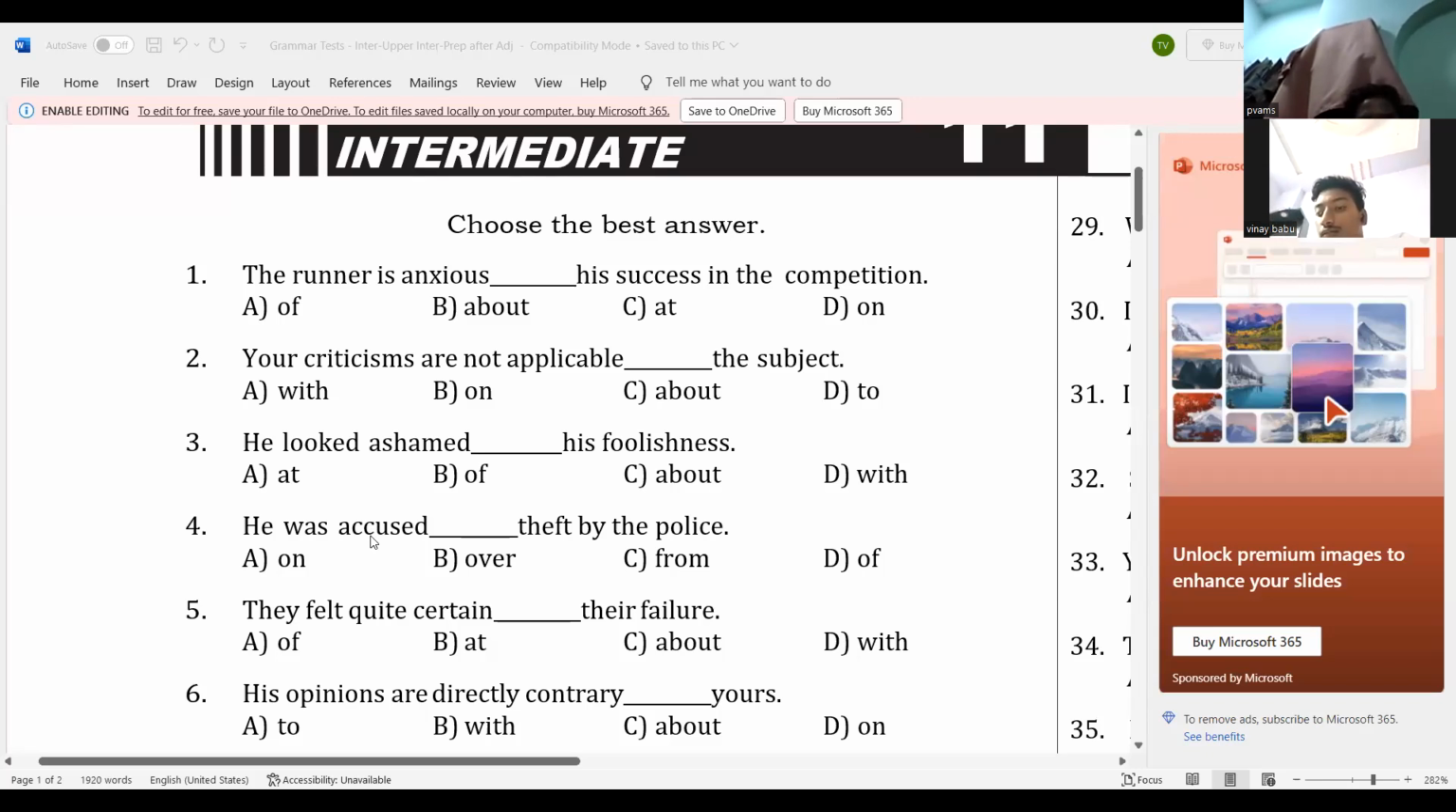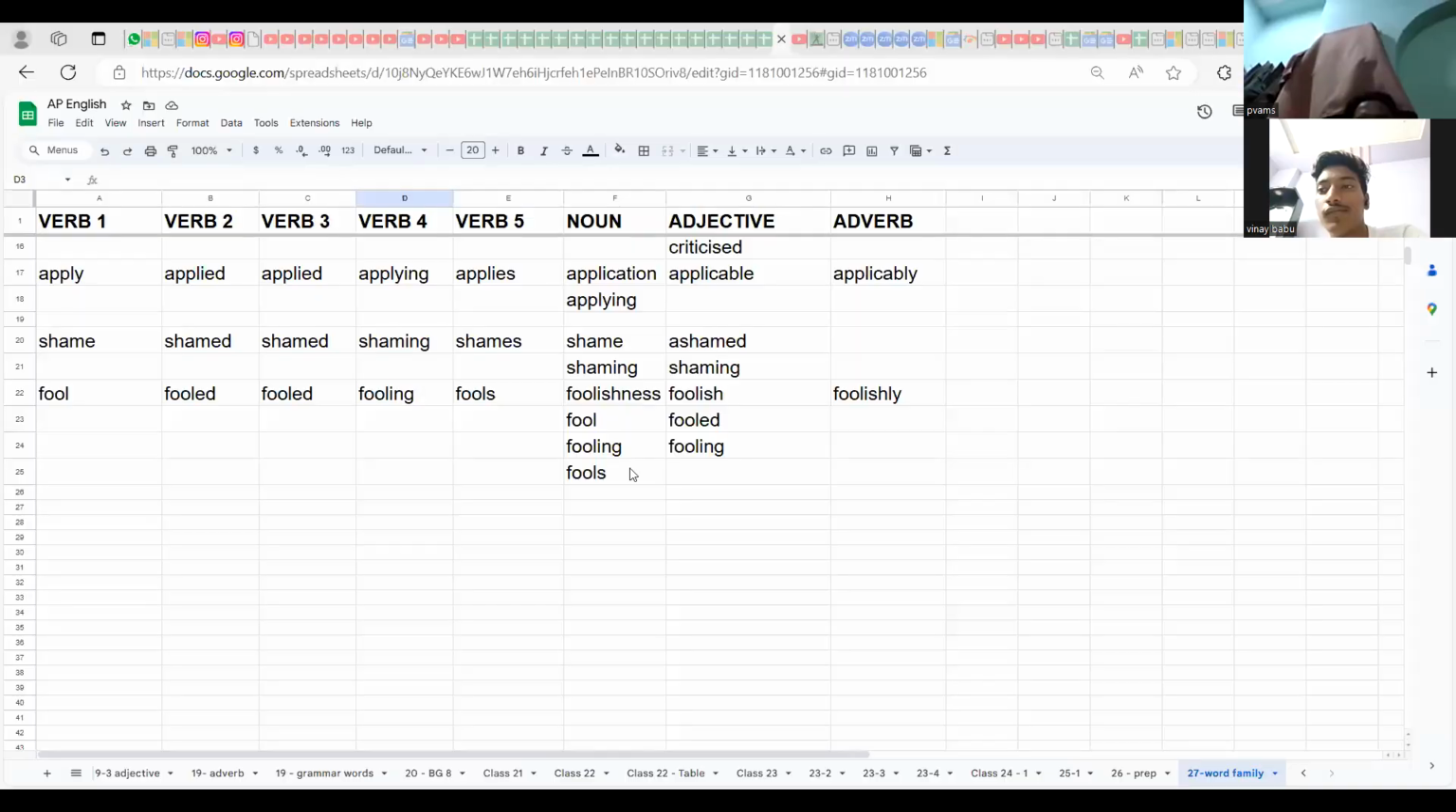You have an accused. Any idea? 1, 2, 3, 4, 5, 6, 7, 8. Accused. You have to convict that. Accused is here. He was accused of theft by the police. So accused is there. Yeah, all the 8 you have to tell me. Very important to tell me. Look at that. They have put it in the accused.